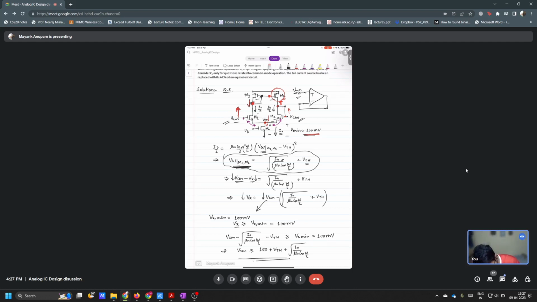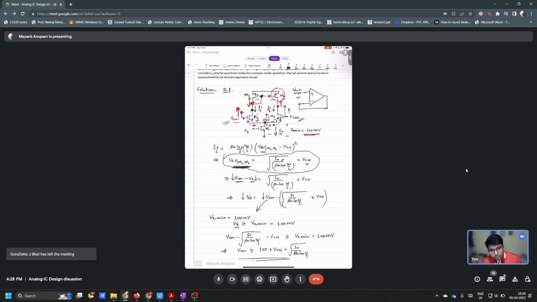You see M1's Vx is moving up, right? This guy is moving up. Correct? VCM is moving up. So VGS is remaining constant for M1, right? But the drain is fixed, isn't it? Drain is at the same potential always, because it is fixed by this guy here, M3. So the drain is fixed, gate is moving up, source is moving up.